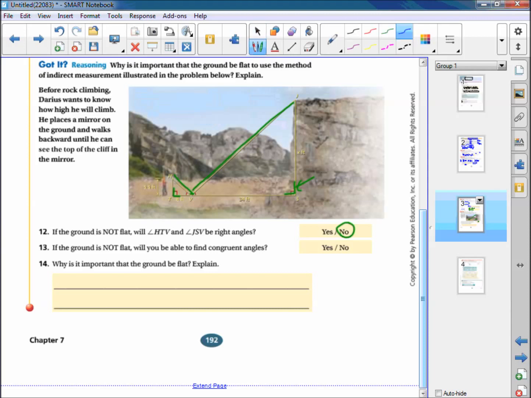So if the ground is not flat, you will be able to find congruent angles, and what they're saying is these two angles here will not be the same. So you will be able to find congruent angles is no, we can't find those. Okay, so why is it important the ground be flat? So we have to explain this. So you might say something like, if the ground is flat, then we'd have angle HTV and angle JSV will be right angles.